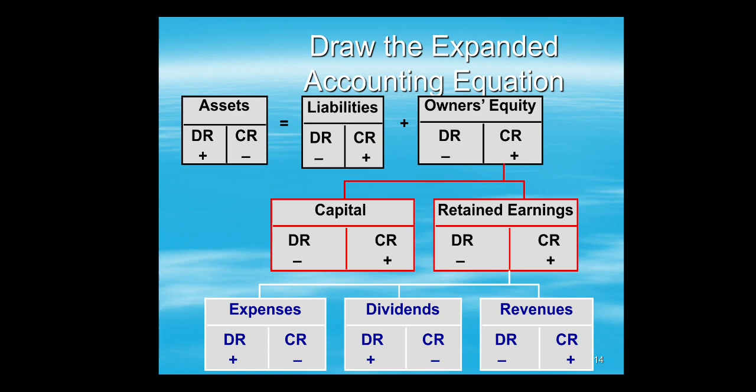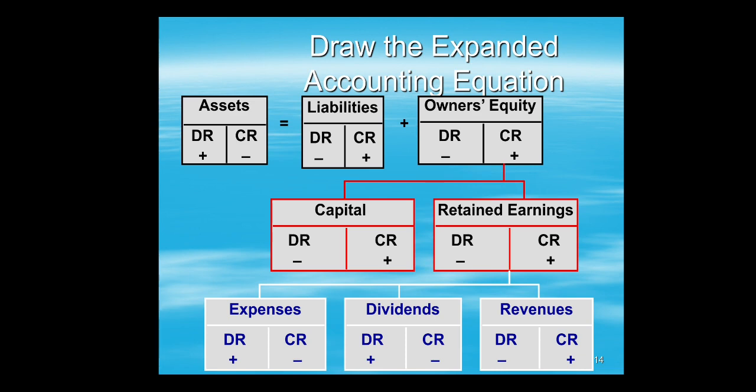Okay, so remember this. For capital, if the owner of the business puts capital into the business, the owner's equity will increase. So how to record that? When the capital increases, you have to credit. Why do you have to credit? Because when the owner of the business puts in capital, the owner's equity increases. Equity when increased, you credit.